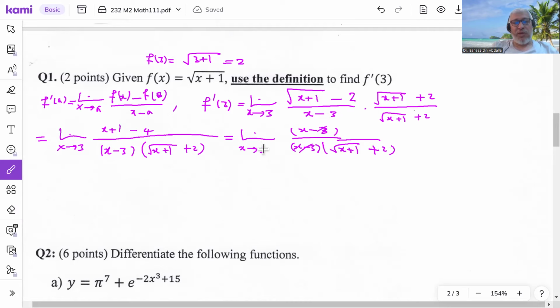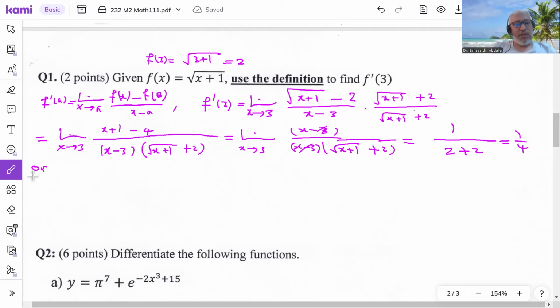X goes to 3. After canceling, I can replace x by 3. So I have 1 up because this is cancelled, so I still have 1. And square root of 3 plus 1, which is 4, square root of 4 is 2, plus 2. So the answer is 1 over 4.